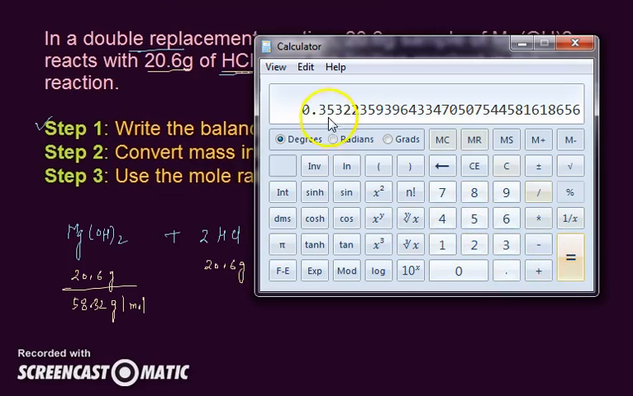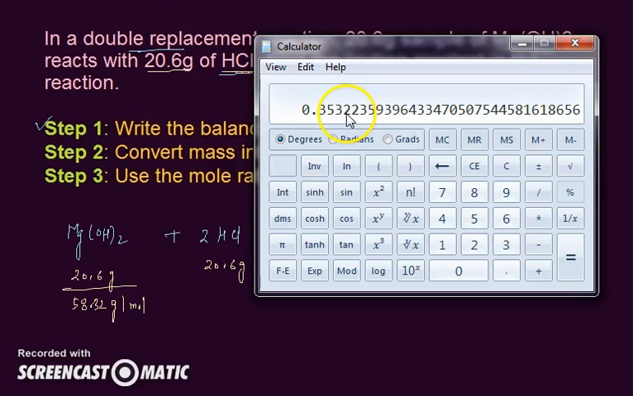This is the value we get, but we pick the value with the least significant figures. If we look at the mass of magnesium hydroxide, it has 3 significant figures: 1, 2, 3. That's why we pick the value with 3 significant figures. The 0 is a leading 0, so it is not significant. 1, 2, 3, up to 3 we have 3 significant figures.